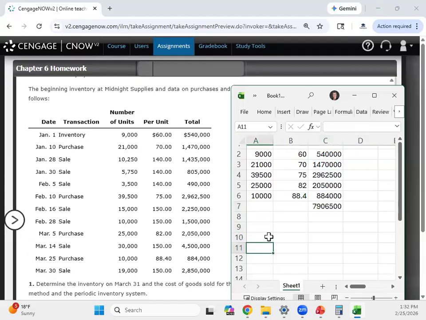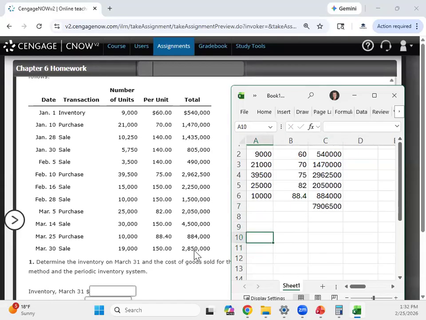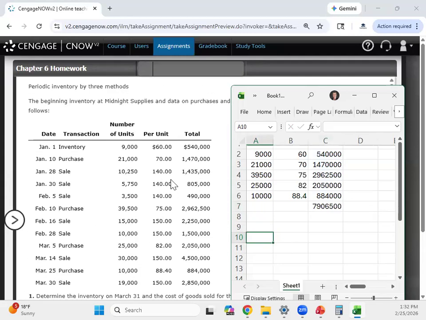So then our sales, and we'll do this on a unit level too. It's important to note the sales price because under each sale it says, for example, 10,250 units at $140 per unit. That's the sale price, but that's not actually the cost of the inventory. But we need to know this because it's asking us to compute what the total sales was and the total gross profit as well. So we need to keep track of that.